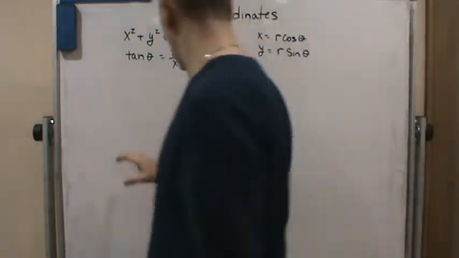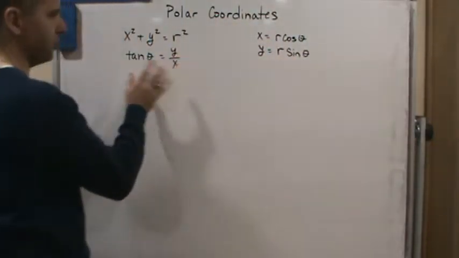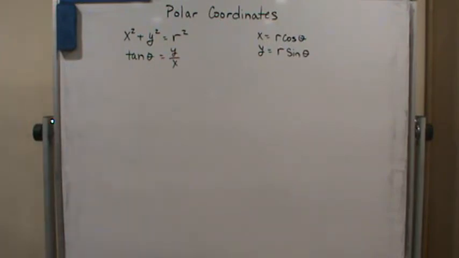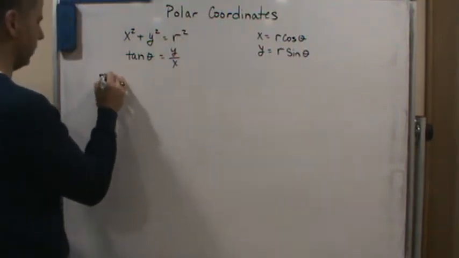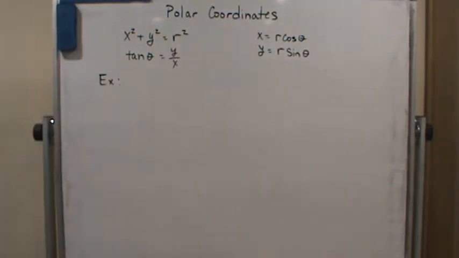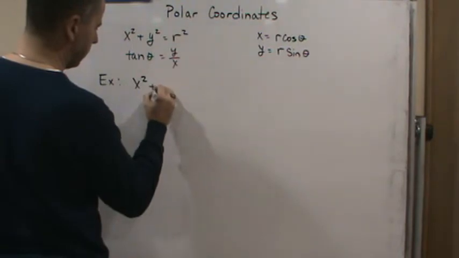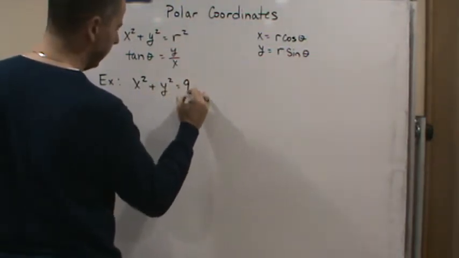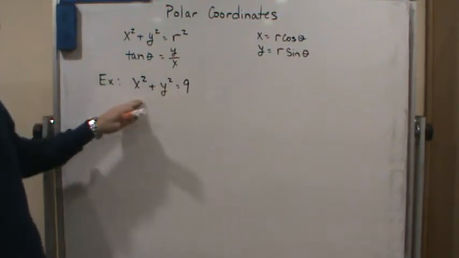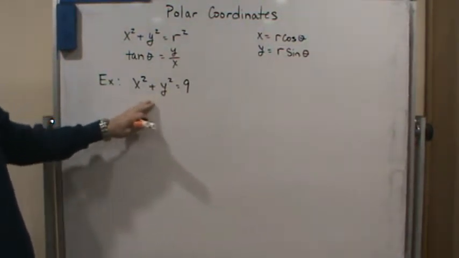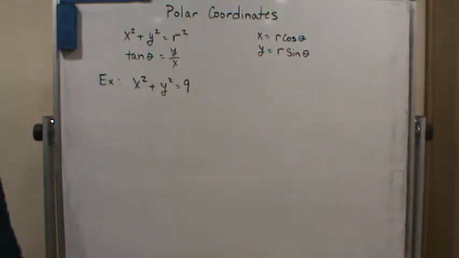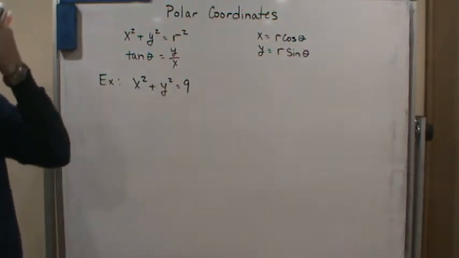So let's do an example. And these are the equations that are going to help us do that, okay? So let's take an equation that we see in the Cartesian plane. It's going to be this one here. Okay, and so this is going to be x squared plus y squared equals 9. Now, you may recognize this, and should recognize this, as a circle, right? So this is a circle with radius 3, and it's centered at the origin, okay?